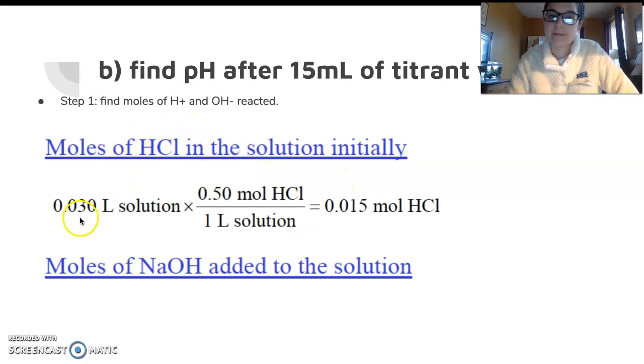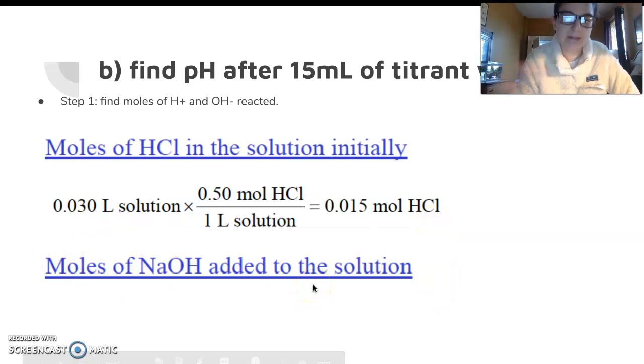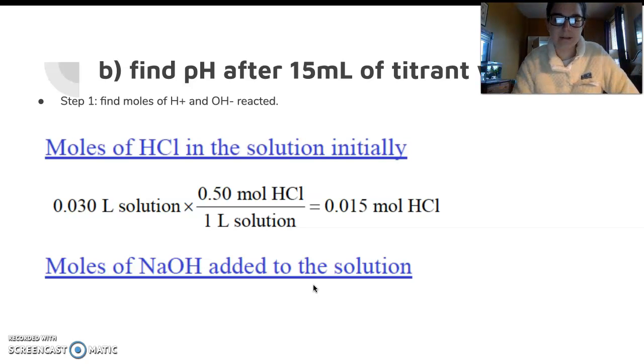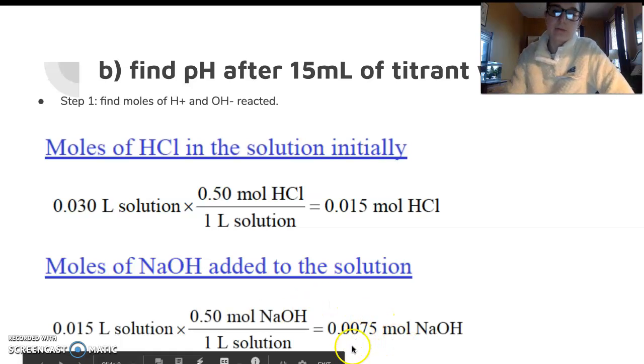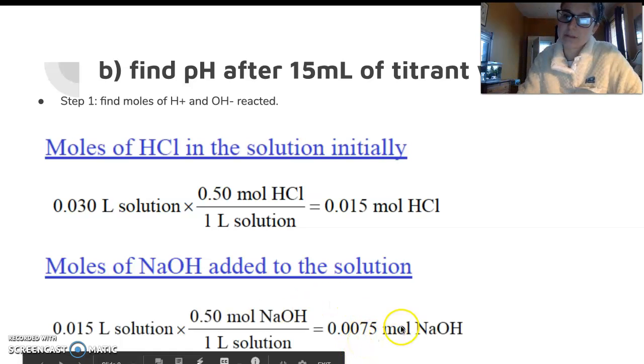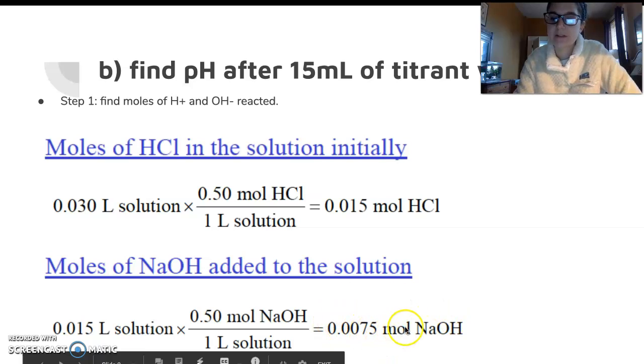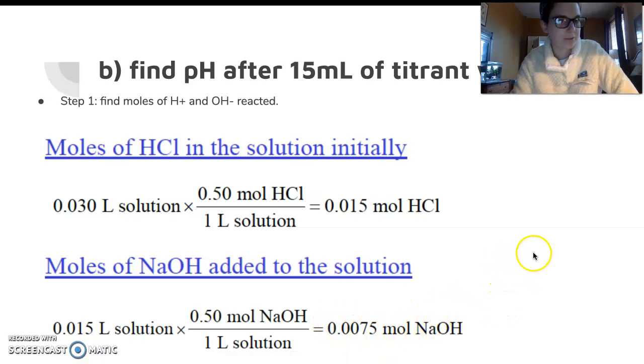So to do that, I take my volume, which is 30 milliliters, times the concentration, 0.5 over 1 liter, and I find out that I have 0.015 moles of HCl. Then I'm going to see how many moles of NaOH, or OH minus, which is what I'm interested in, was added to the solution. So I'm going to do the same thing, basically. Take my volume, 0.015 liters, times the concentration, 0.5, and we get 0.0075 moles of NaOH, or 0.0075 moles of OH minus, which is what we're interested in.